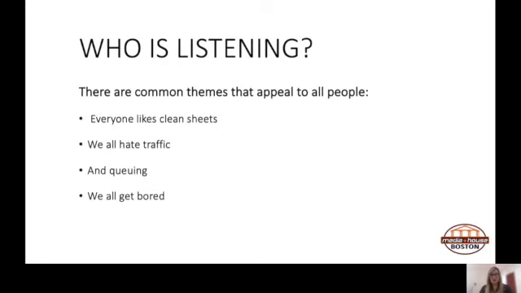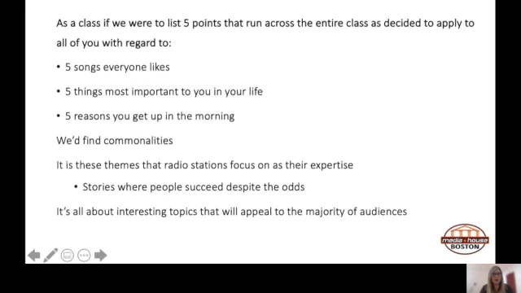It's important to remember that demographics can limit our view of segmentation and can only get us as far as understanding the mass groups of the audience. We're going to go more in detail into demographics now, but keep in mind that when we split people by demographics, it still doesn't mean that I understand in detail who they all are. So if we looked at 5 songs everyone liked, the 5 most important things to you in your life, 5 reasons you get up in the morning, we'd definitely find a couple of commonalities, okay?